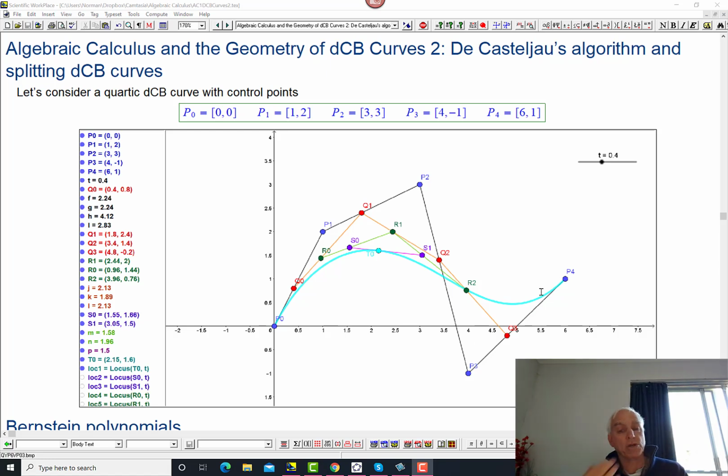That means this is a quartic curve. There it is there. And here are these various intermediate points that are constructed that I explained to you last time. I hope you've absorbed that. And ultimately, the curve is the locus of this point T0, which is the culmination of all these constructions. As our parameter T varies, this point T0 marches from P0 up to P4. So we're going to look at this more carefully today.